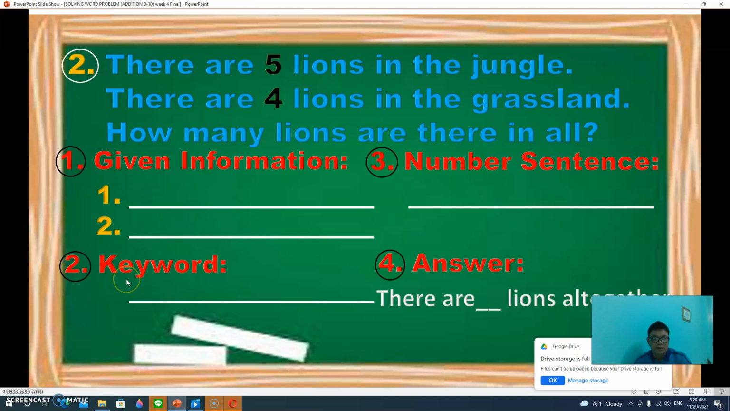For number 2, what is the keyword? The keyword is in all. And number 3, number sentence. You're going to write 5 plus 4 equals. For the answer, there are blank lions altogether. So what number are you going to write? You're going to add 5 and 4. So what is your answer? 9. Correct. Very good. So you're going to write there are 9 lions all together.